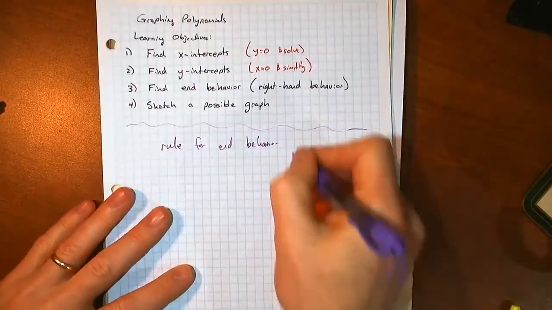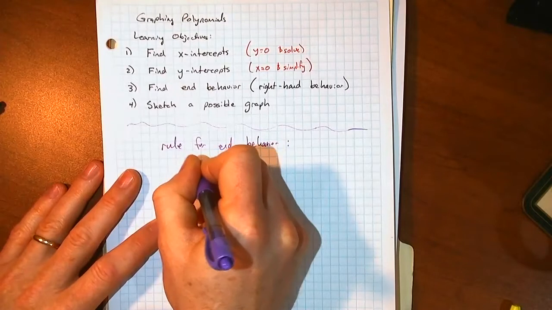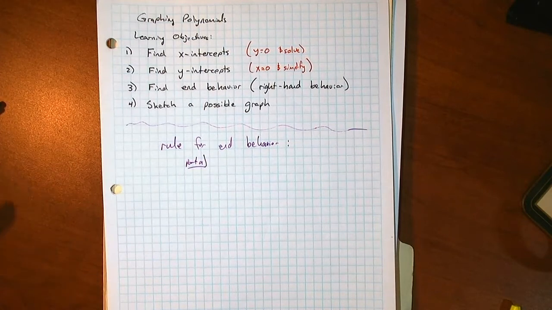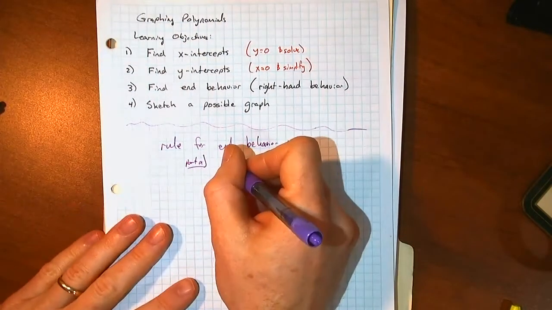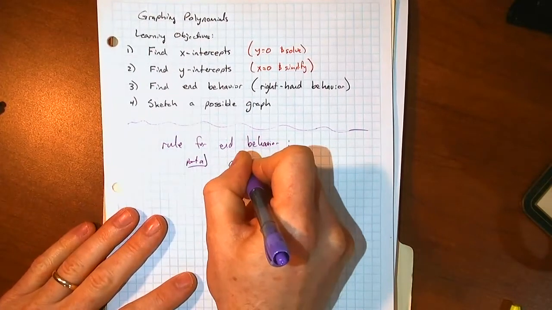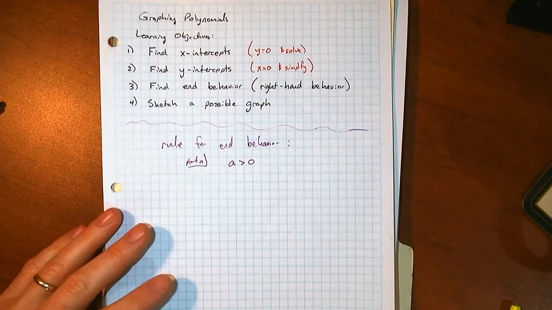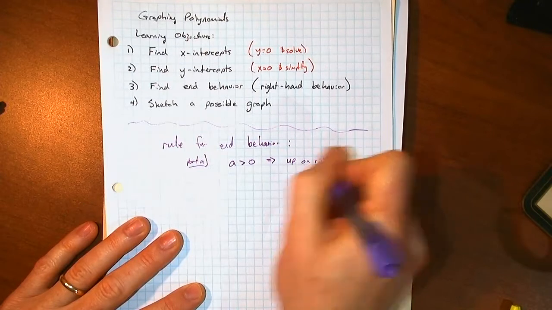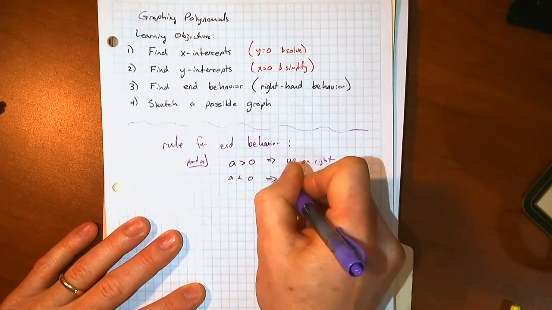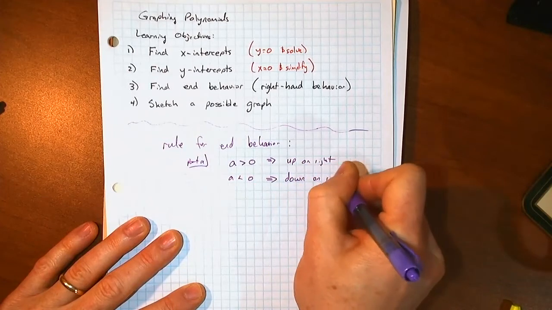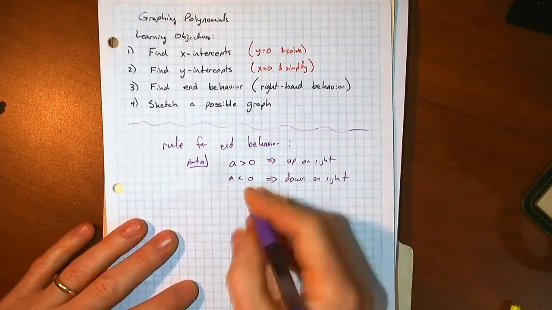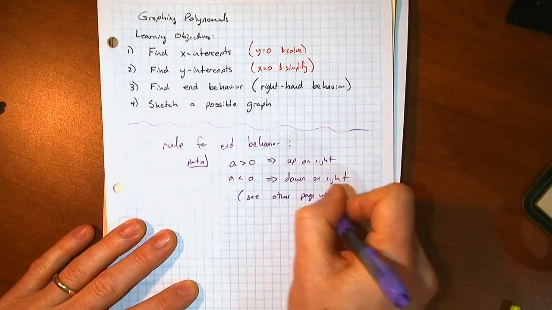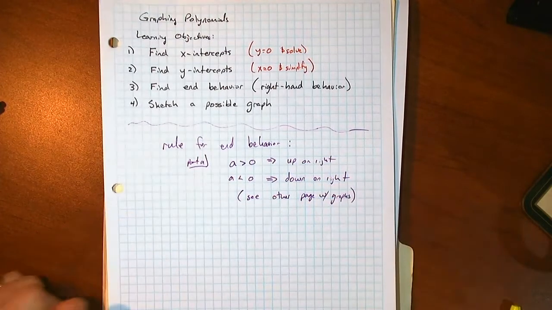Okay, rule for end behavior, it has 2 parts. Part A is what we just wrote on that other piece of paper that I just moved. If the first term is positive, it goes up to the right. So I'm just going to abbreviate that here. A is positive, right? Numbers that are bigger than 0 are positive. Then it goes up on the right. And if A is negative, then it goes down on the right. Okay, so that's the first part of our rule. That's what we just wrote on the other piece of paper.